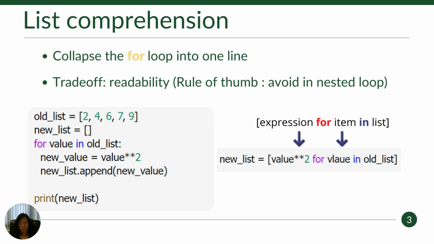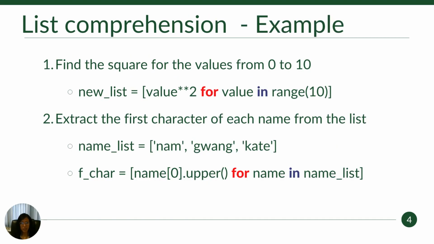The format is: expression, followed by the keyword for, and then for each value in the list, and that's it. You put it in square brackets. So basically, your first line of the for loop is put into the list. In this example, our expression is value star star 2, value squared, and your for loop is for each value in old list. That's it. Now let's see another example.